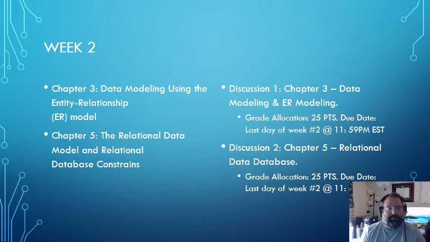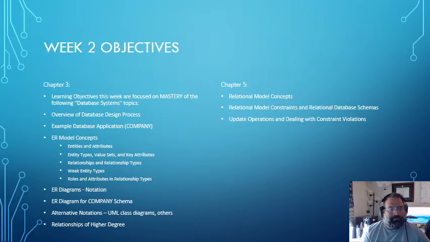Moving on to the assignments. So we are entering week 2. In week 2, you should be reading chapter 3, which centers on data modeling and using the ER, the entity relationship model. And then in chapter 5, you'll be reading about the relational data model and relational database constraints. For the discussion for this week, the first one centers on chapter 3, where you talk about data modeling and ER modeling, and then the second discussion centers on chapter 5.